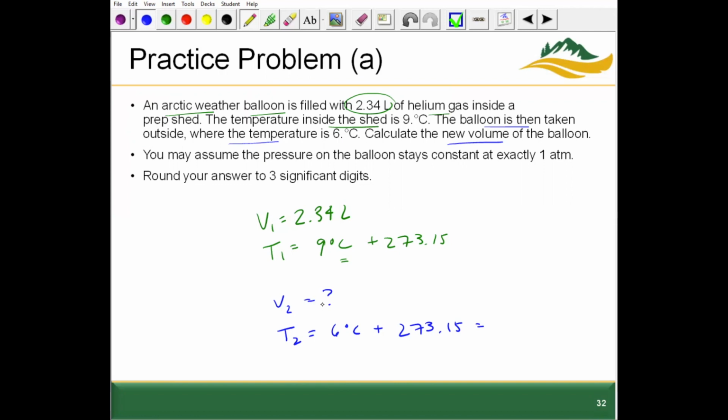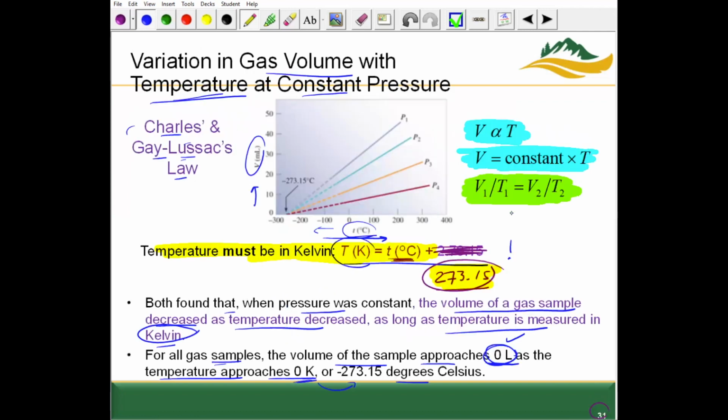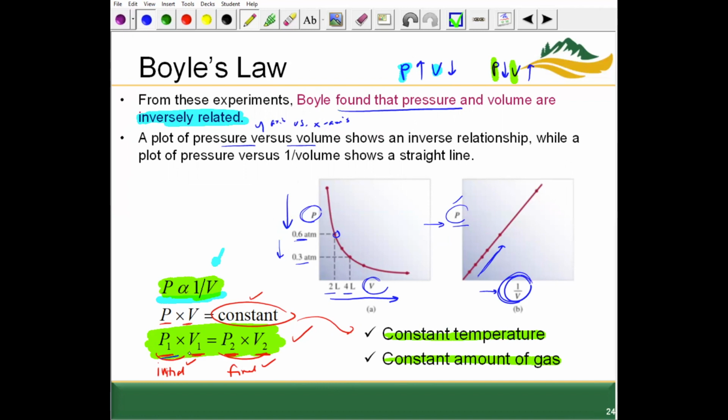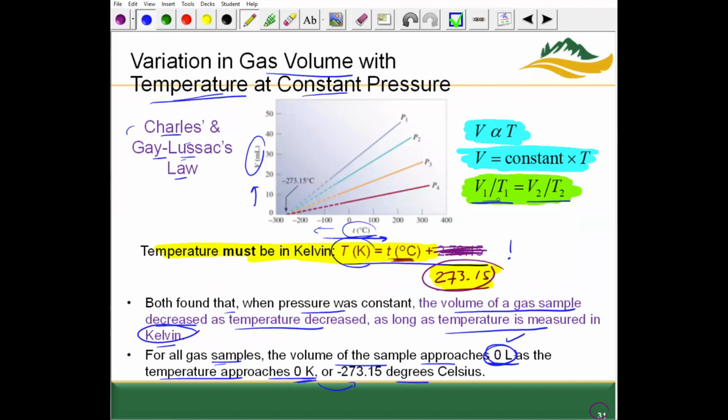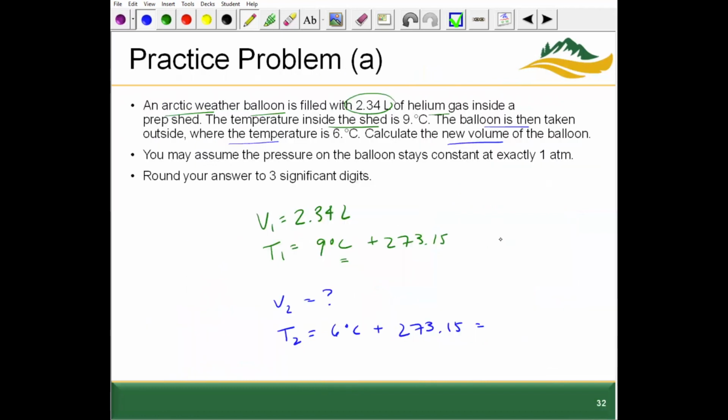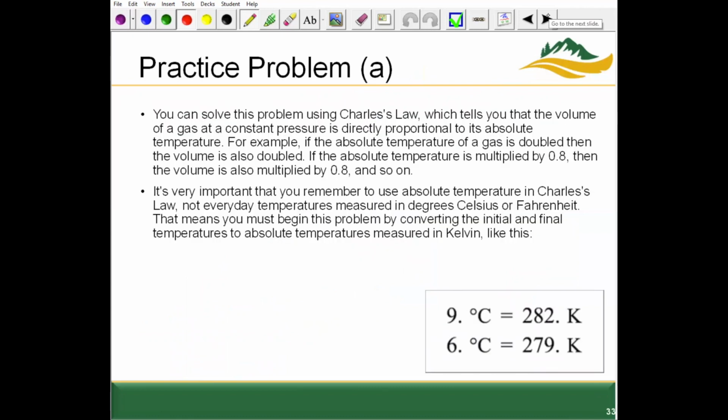And again, we need to keep in mind, are we taking V1 over T1 equals V2 over T2? It's a little bit different than Boyle's law, right? Where for Boyle's law, we took P1 times V1 is equal to P2 times V2. So just keep all these equations very clear. So we know for a volume and temperature style problem, we're going to take V1 over T1 is equal to V2 over T2. And again, the very first thing we want to do is convert these into Kelvin.